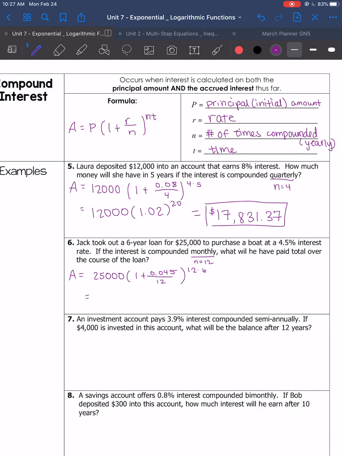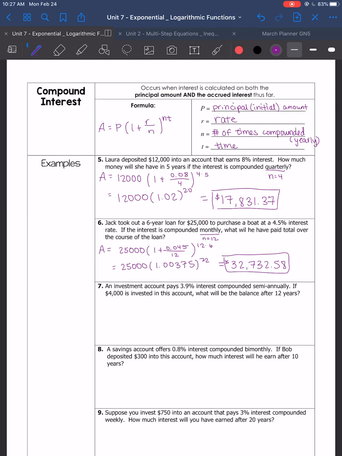So then I get $25,000 times 1.00375 to the 72 power. So then that gives me $32,732.58. So that's how much money he would pay if he actually did this. So that's compound interest and exponential growth and decay application problems.